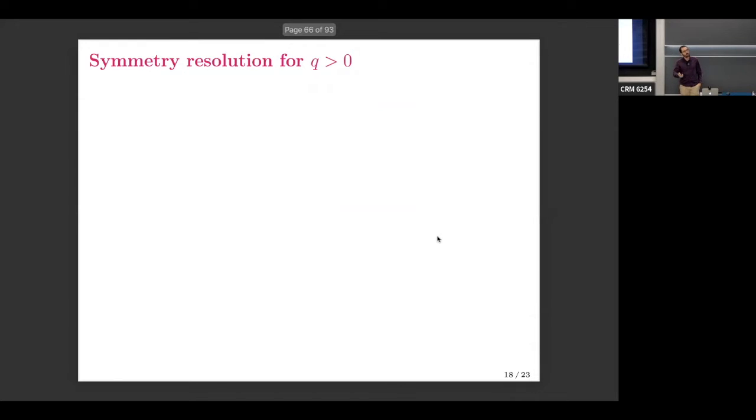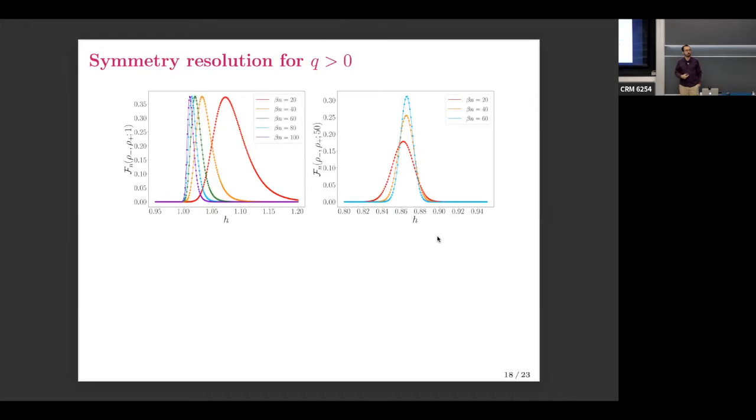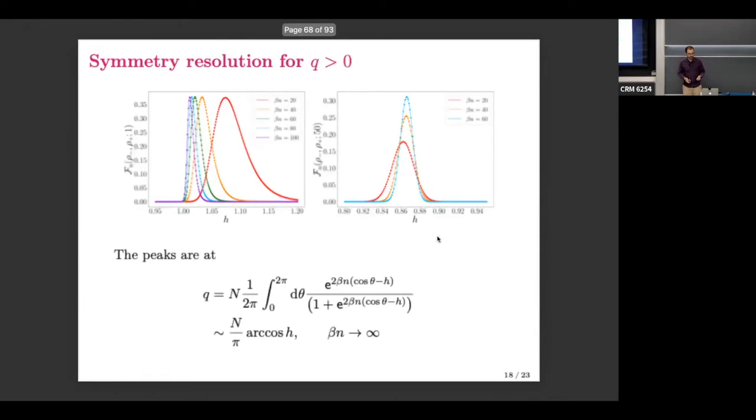Okay, so for Q bigger than 0 now, you have this type of plots. You don't really see the transition anymore because you are not in the sector that is most affected by it. But what you see are these curves that become sharper and sharper when the temperature becomes smaller. And analytically, you can show that these peaks are located at the value of h that satisfies this integral equation. So it's an implicit formula for h. Intuitively, you would think that in the zero temperature limit, the peaks are located at the fermion occupation number of the ground state. And it's exactly what happens. You can show that in the limit beta n goes to infinity, so in the zero temperature limit, this gives you exactly the fermion occupation number of the ground state. So the peaks are shifted because of thermal fluctuations, and eventually they go to the expected ground state value.